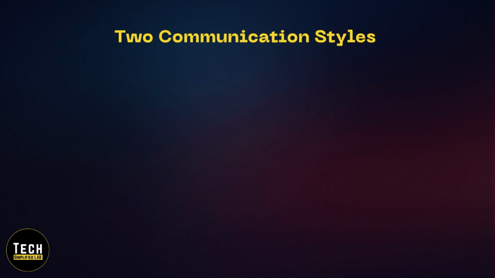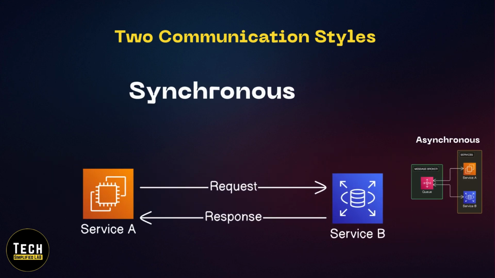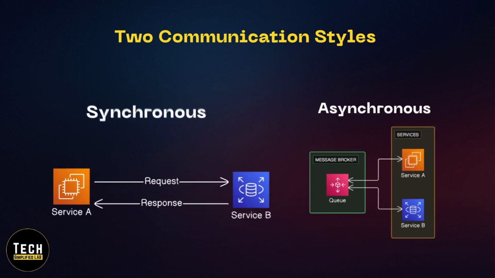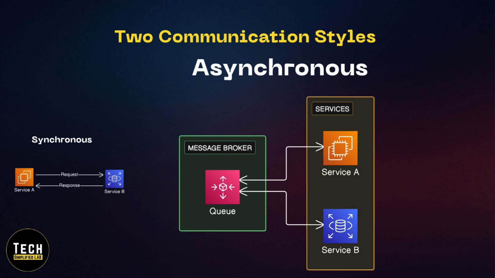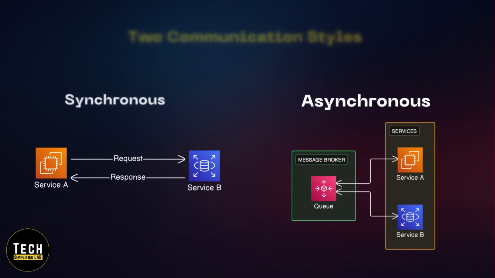There are two primary styles of communication between microservices. In synchronous communication, services interact directly, often using a request-response mechanism like HTTP APIs. In asynchronous communication, services interact indirectly, typically through messaging systems or event streams. Each has its use cases, benefits, and trade-offs.